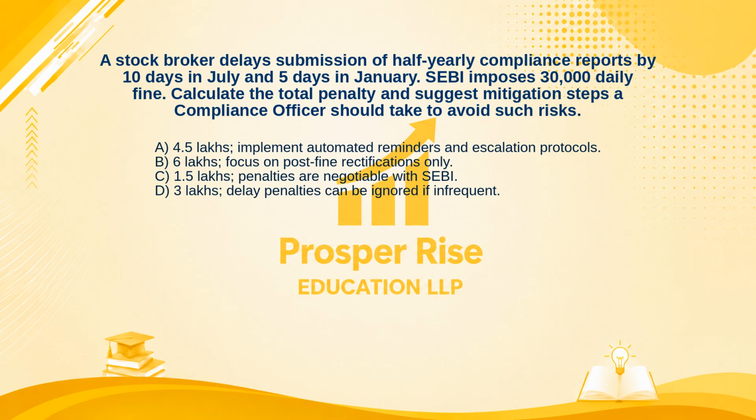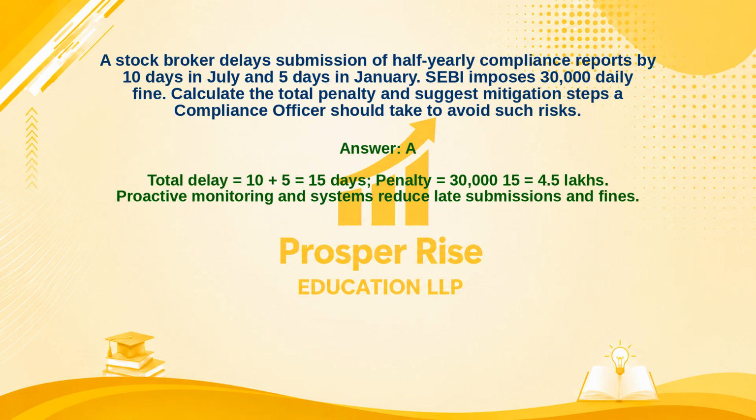The correct answer is Option A. Let's see why. Total delay equals 10 plus 5 equals 15 days. Penalty equals 30,000 multiplied by 15 equals 4.5 lakhs. Proactive monitoring and systems reduce late submissions and fines.